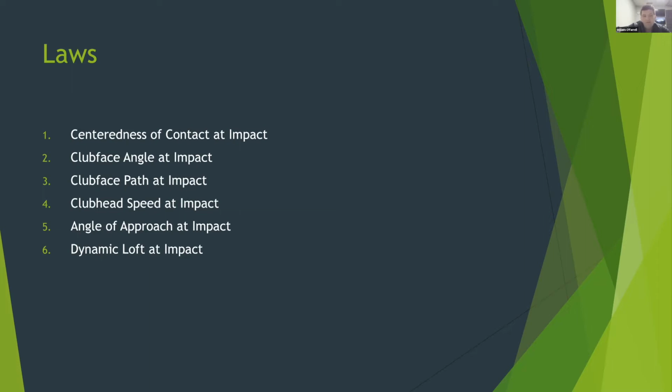So it's a combination of the angle of approach at which the club head's coming in, as well as the actual loft of the club while it's in motion. Does that answer your question? Perfect, buddy. Thanks. Awesome, of course.